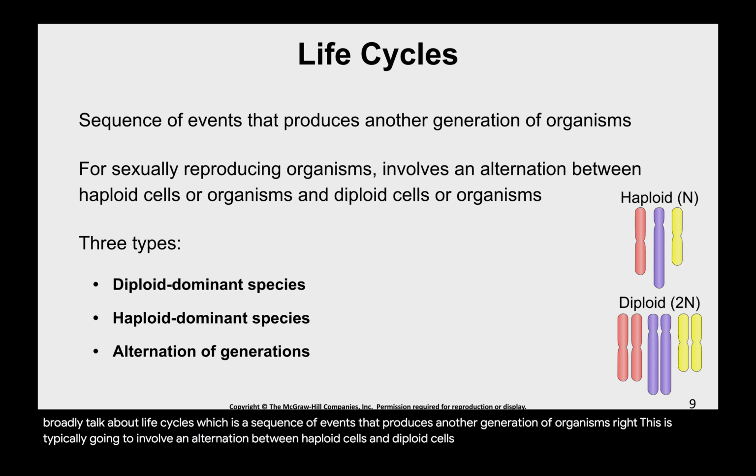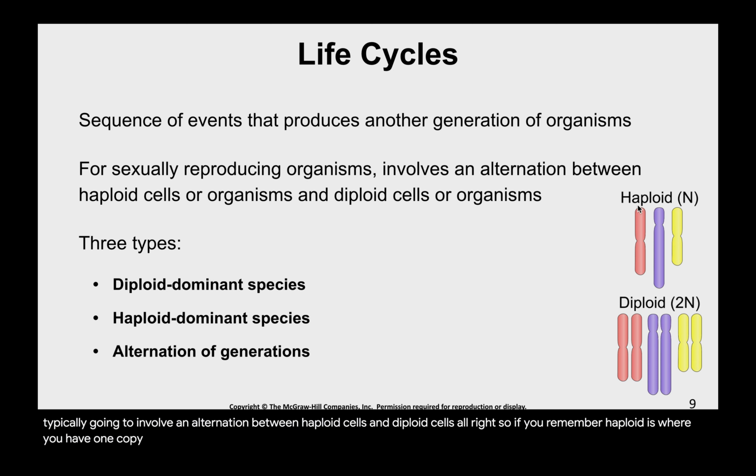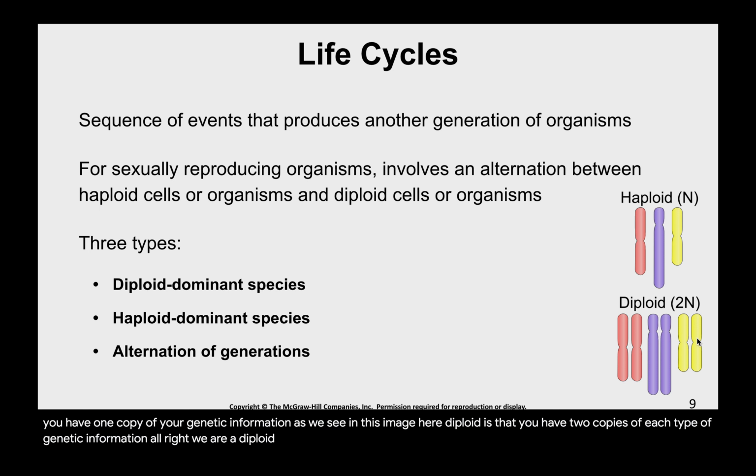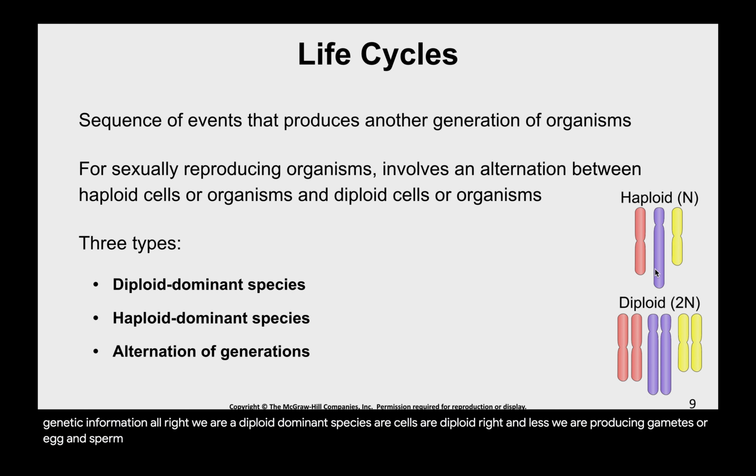So for sexually reproducing organisms, this is typically going to involve an alternation between haploid cells and diploid cells. If you remember, haploid is where you have one copy of your genetic information, as we see in this image here. Diploid is that you have two copies of each type of genetic information. We are a diploid dominant species. Our cells are diploid, unless we are producing gametes, or egg and sperm, and then those cells are haploid. But the majority of our cells will be diploid.